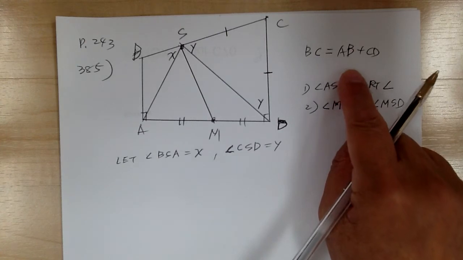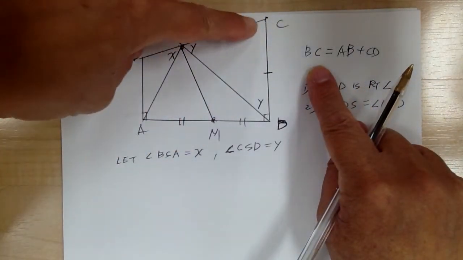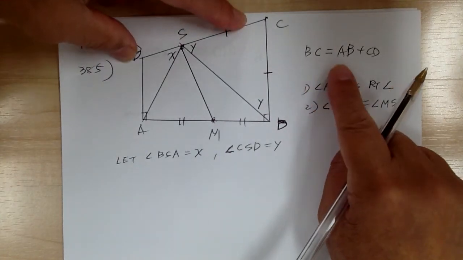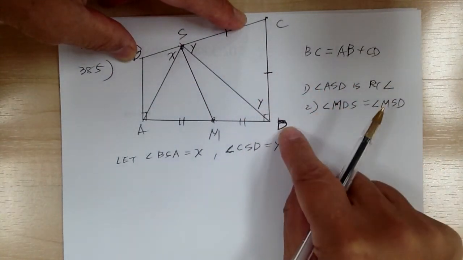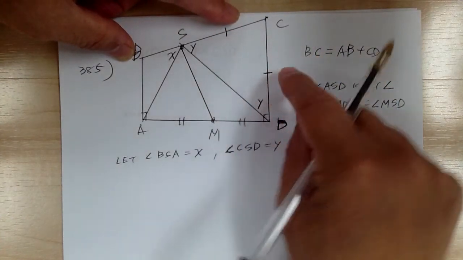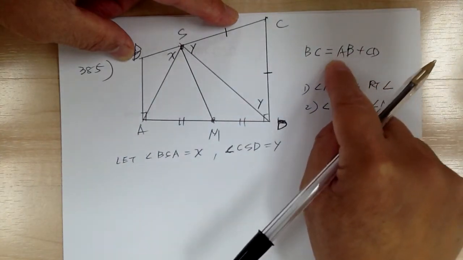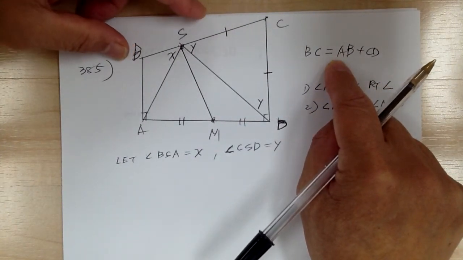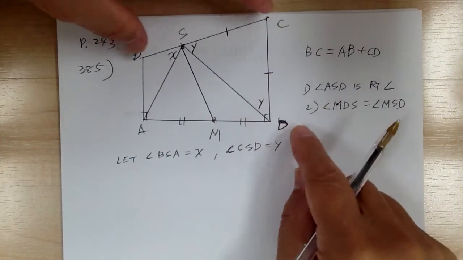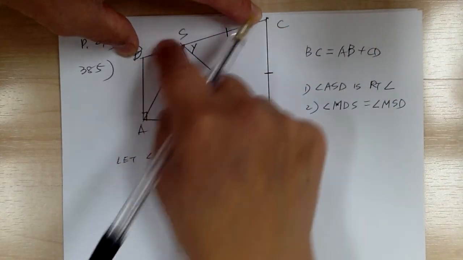AB plus CD. So BC equal to AB plus CD. Oh, okay. So from here, since these two are congruent, this would be congruent based on these, right? Because these two are congruent, so this is equal to this plus this. So this matches with this, so this has to match with that.